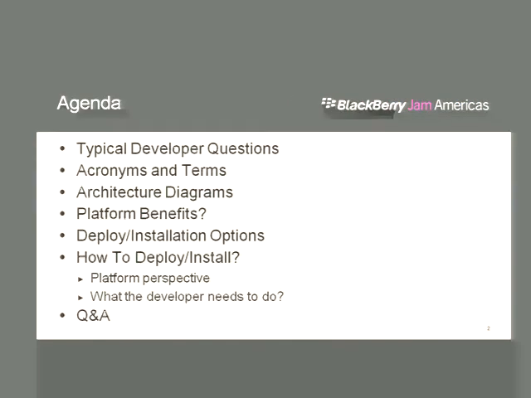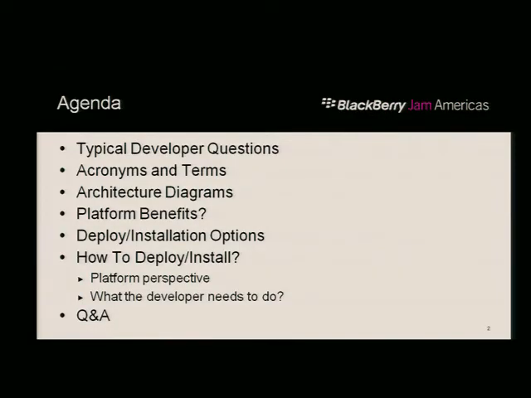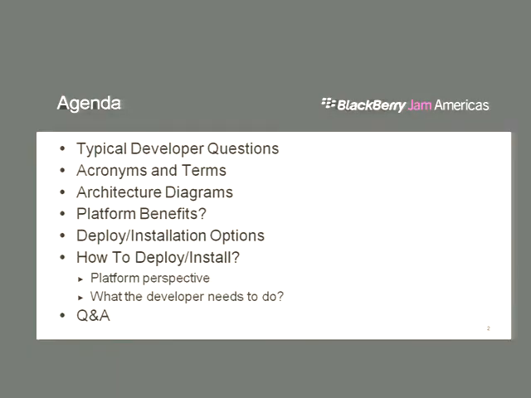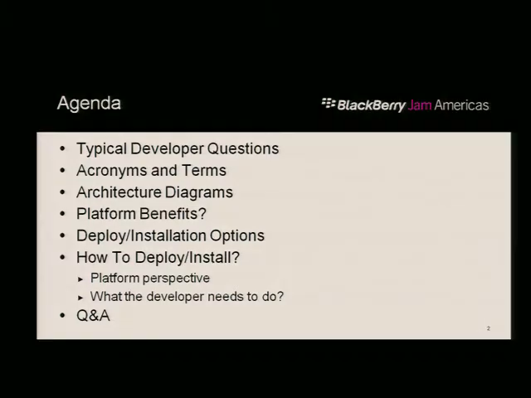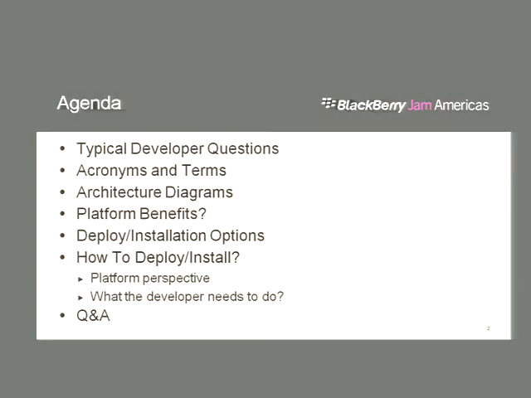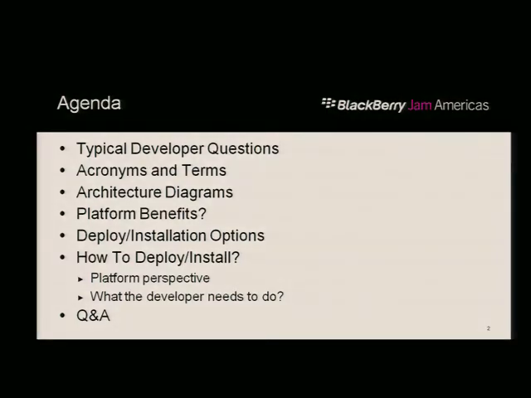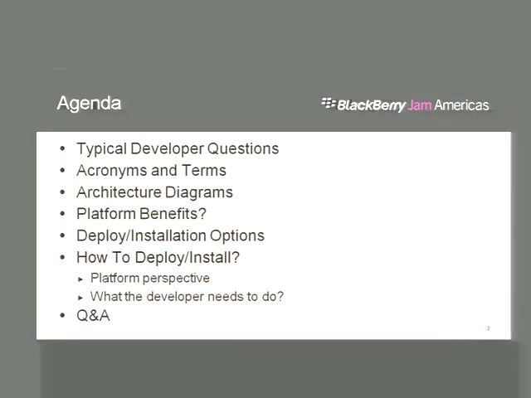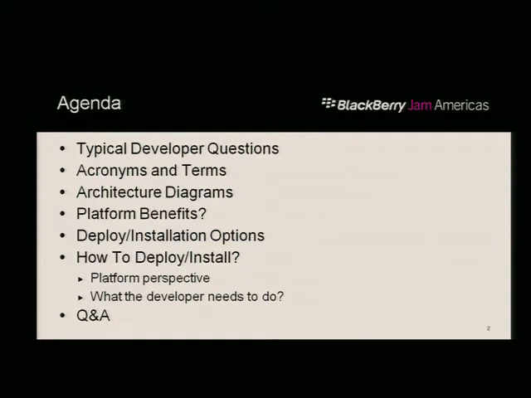Okay, so I will talk about three typical questions that a developer comes up with when they're walking through. A couple of acronyms and terms. Talk about some architecture, so what we've got as far as the three platforms: BES, the current infrastructure, BDS, or BlackBerry Device Service, and I'll get into those. I'll talk about some benefits that we provide as part of that platform and the capabilities. Then I'll talk about your deployment options with the platform as well, what you can do to deploy it, and then ultimately as a developer, what you need to do.